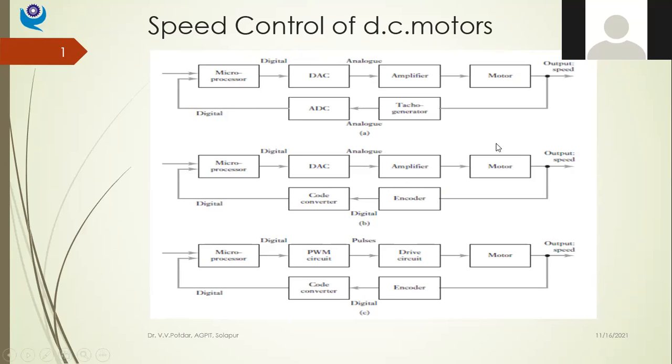If you just see the first case, that is analog feedback and analog actuating signal, you have a DC motor whose speed is to be controlled, right? So what we do, we use one sensor transducer which senses the speed of the motor whose speed is to be controlled. In this case, the speed sensor is a tacho generator.